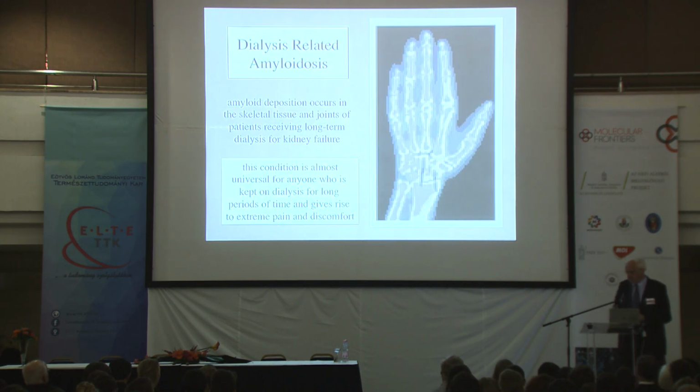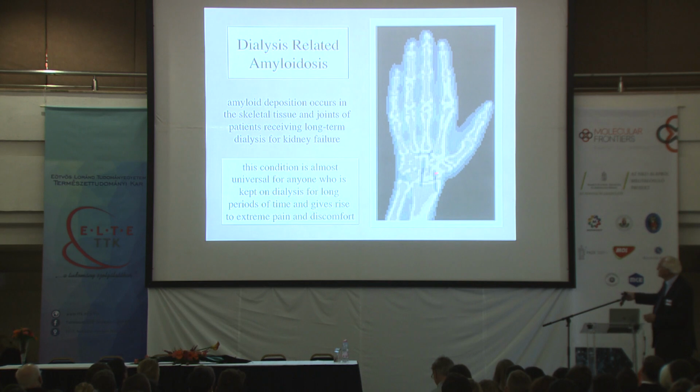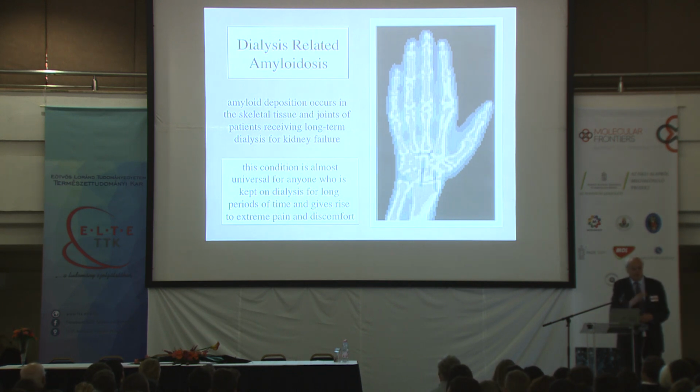For example, if you put people on dialysis for kidney failure for 5 years, the dialysis is not completely effective. Not all proteins are filtered out. Their levels change in the blood. And effectively every single person who's been on this for 5 years will get deposits of amyloid, not in the brain, in this case, but in skeletal tissues and in joints, which cause enormous amounts of pain and discomfort. So these are amyloid deposits, but in a completely different environment.